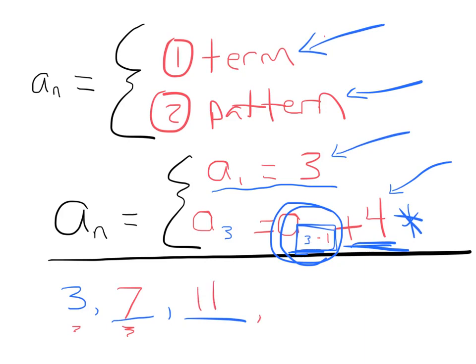To use my rule again, I'm going to take 11 and add 4. That gives me 15. To use my rule again, I'll take 15 and add 4. That gives me 19. And I'll keep going like this for as long as I want. Okay, so this is the idea of how to use a recursive formula.